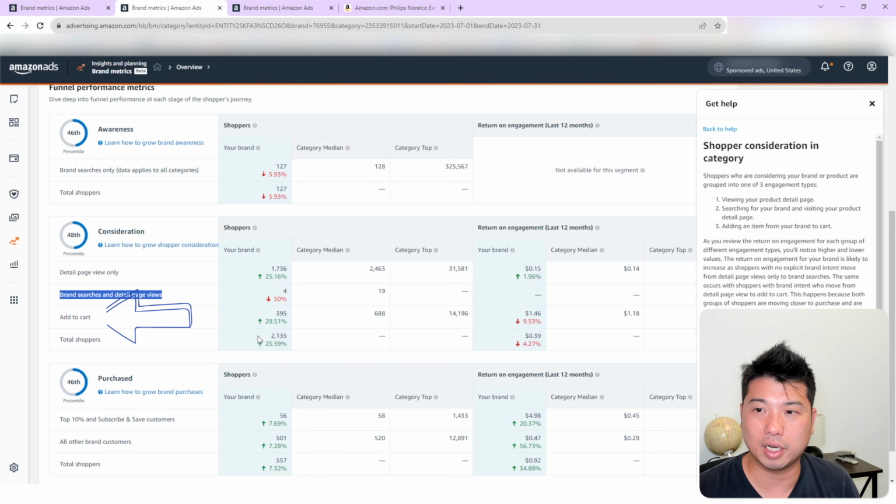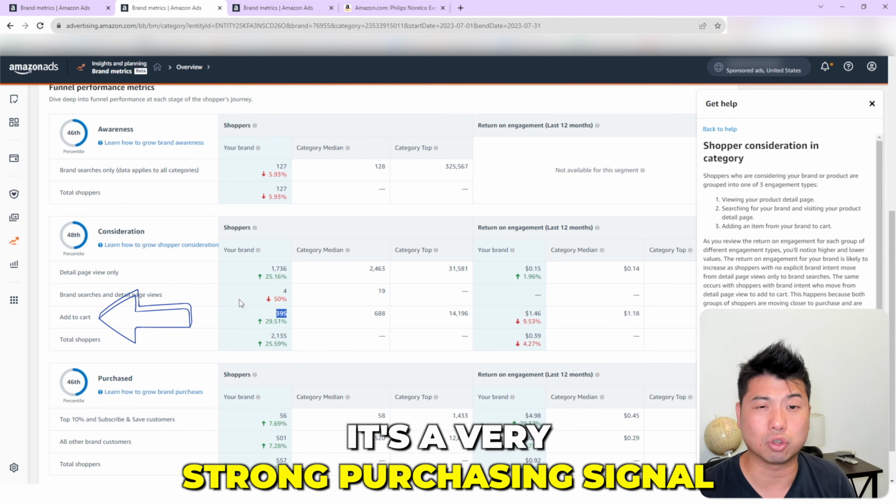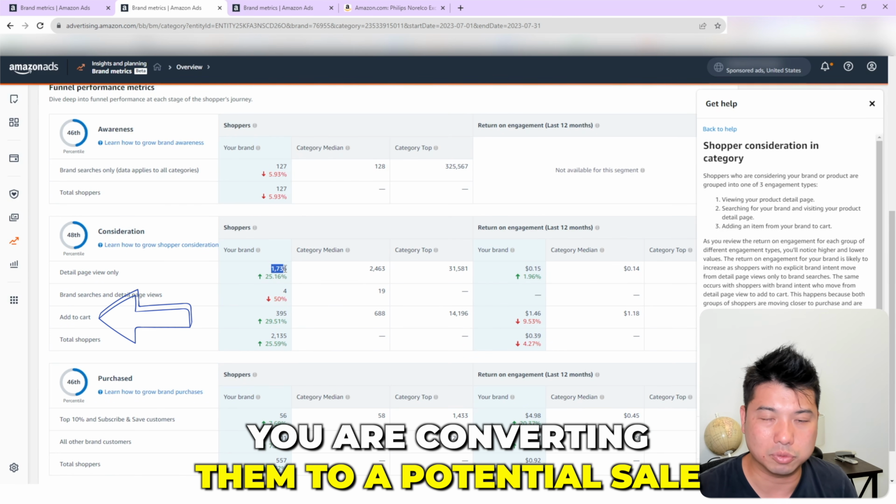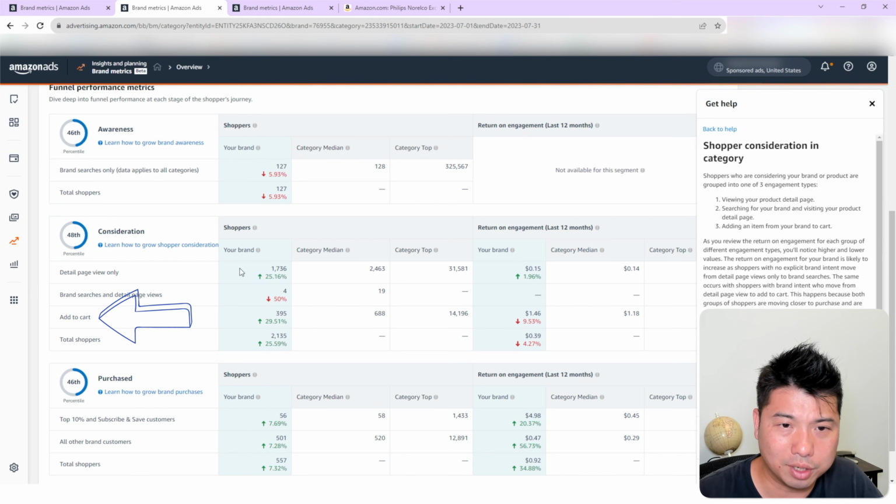And lastly, right, the people that have actually visited our detail page and also add to cart. So basically dividing this by this, you definitely want this to happen. When they are adding to cart, it's a very strong purchasing signal. Although this is not necessarily conversion rate, it's a very strong signal that you are converting them to a potential sale. So when you increase this number, naturally this number would increase.